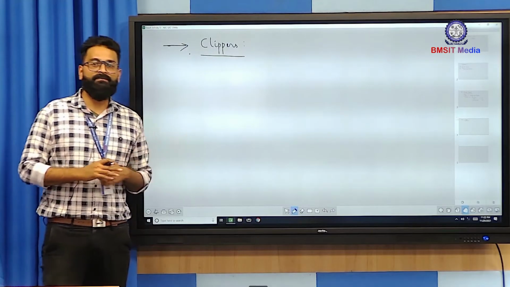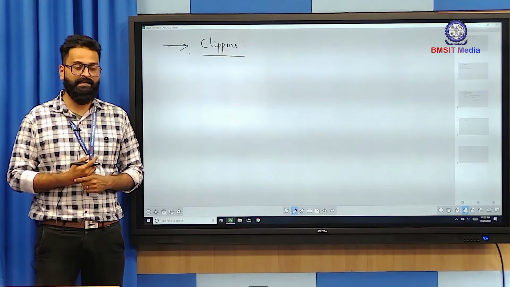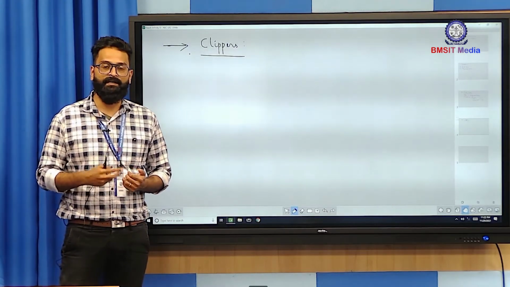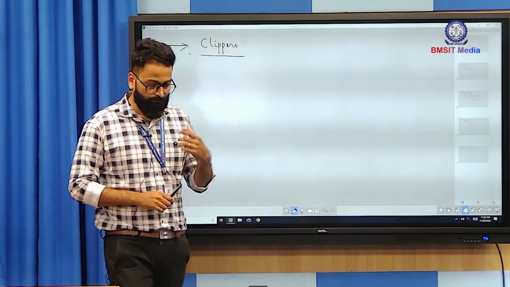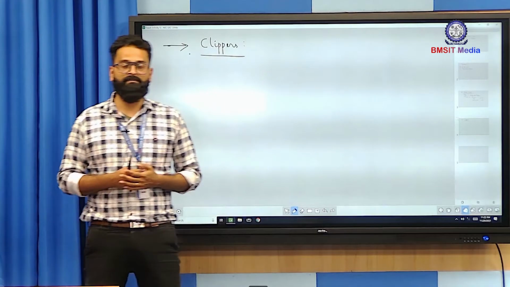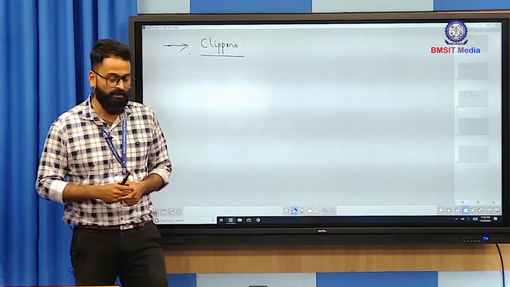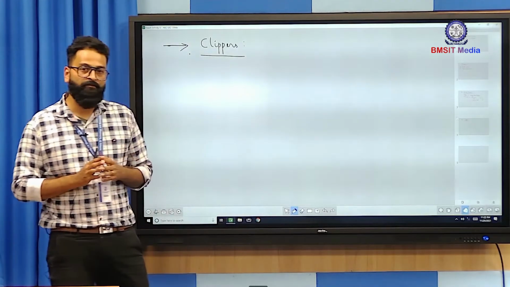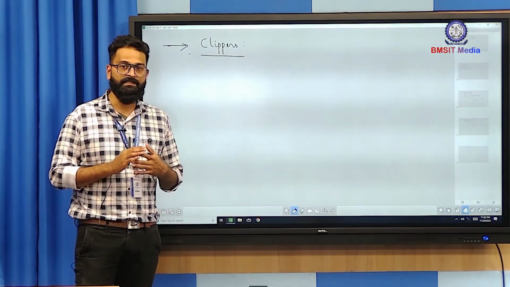The prerequisite for analog electronic circuits is basic electronics. Basic electronics, you will be studying in either semester 1 or semester 2. Still, let me make some effort to recall some of the important concepts which you have already learned in basic electronics. The first and foremost important concept to understand clipper circuits is the diode equivalent circuits.